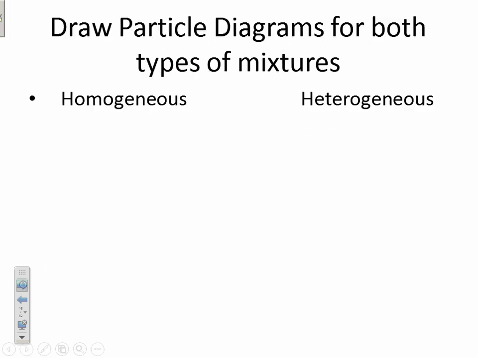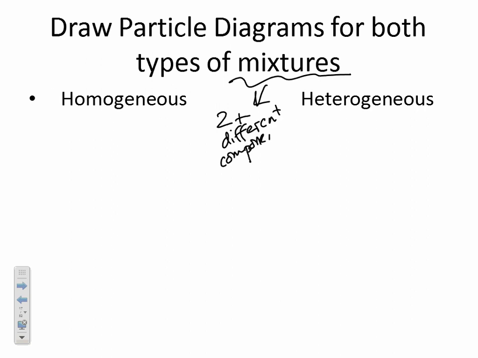So again, you combine it with water, and you make a very, very evenly mixed mixture. Particle diagrams for both types of mixtures. With a particle diagram for a mixture, you would need at least two or more different components, because a mixture is two or more substances combined. And again, they're not physically or chemically connected, but you've got to have at least two things in them.